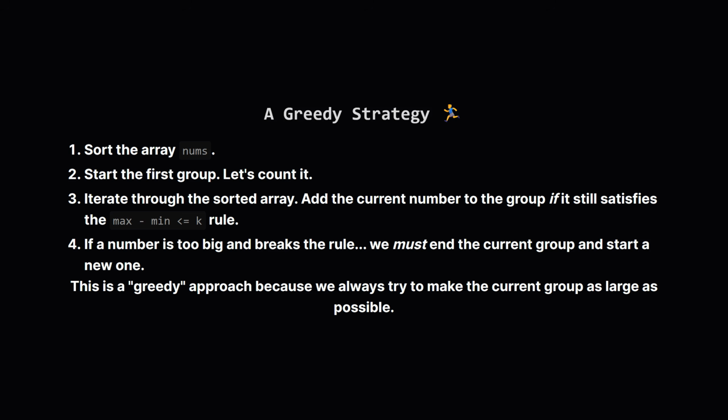We just add it to the group and move on. If it's not, that number is too big. It breaks the rule. We have no choice but to close our current group and start a brand new one with this number. And of course we increment our group counter. We just repeat this until we've processed every number.